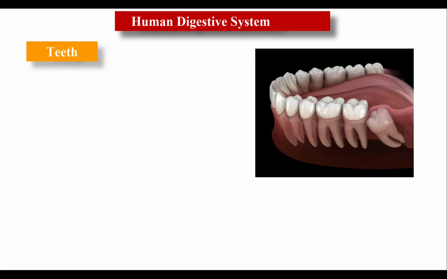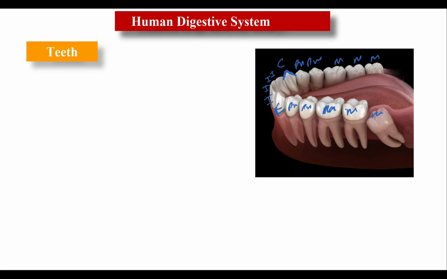Now let's talk about the different types of teeth. These are molars, and these are premolars. Canine: look at its structure, it is very sharp, that's why it is used for tearing flesh. So this is the canine, and here is the incisor, and this one is also an incisor.